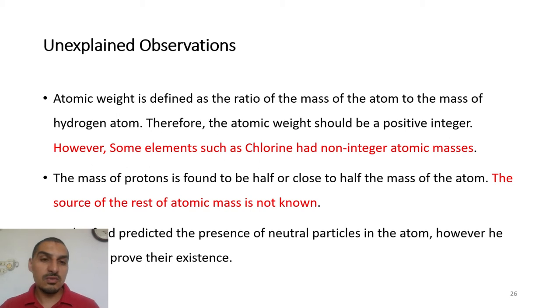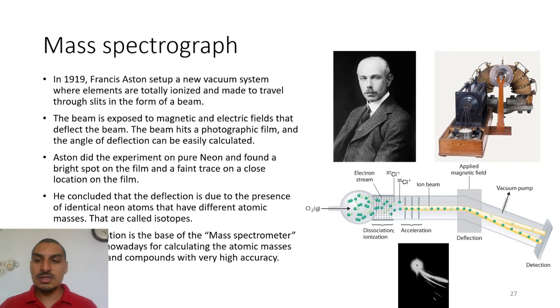So there should be something that we don't know in the atom that is responsible for these two observations. Rutherford predicted that there are some neutral particles in the atom, and he couldn't provide any evidence of this, but he just predicted this as the only explanation, mainly for the second observation, not the first. So it was just a hypothesis until 1919, when the genius scientist Francis Aston started to do experiments to modify the cathode ray tube.